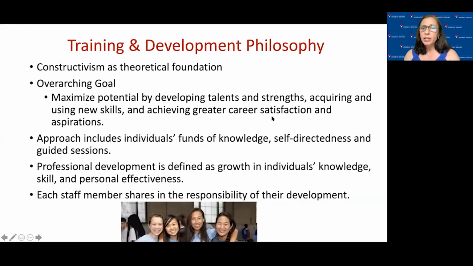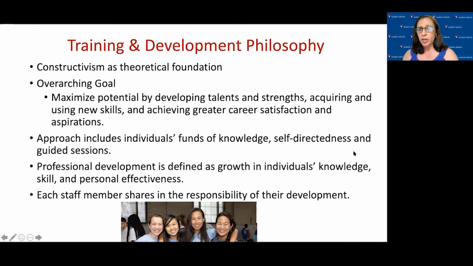So our training and development philosophy was developed using the theoretical foundation of constructivism. So ownership of the knowledge needs to be in a partnership with the learner. And so we have an overarching goal of maximizing the potential for our students and our staff by developing their talents and their strengths, by acquiring new skills, practicing those in action, and then reflecting and connecting them to overall satisfaction and aspirations.